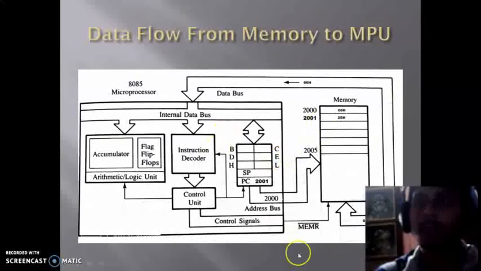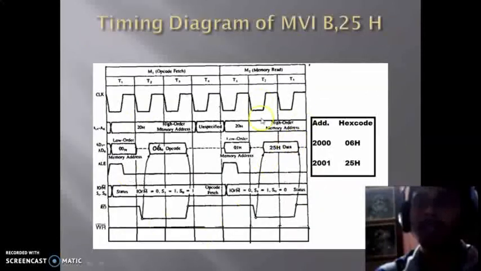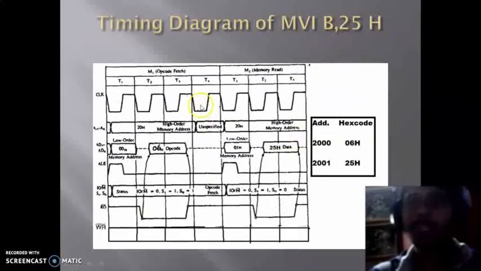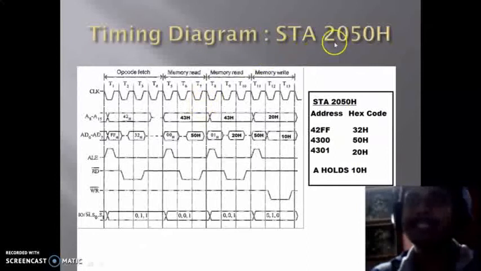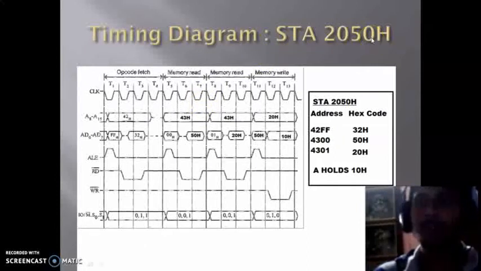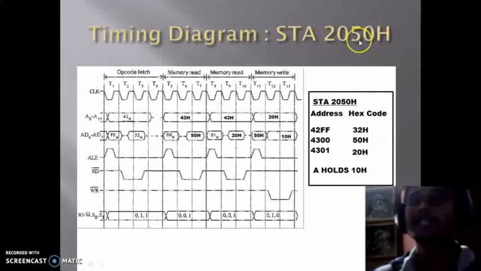So this overall operation can be drawn into this picture, which is called the timing diagram of MVI B,25H. Next I am going to discuss the timing diagram of STA 2050H. This is a 3-byte instruction.